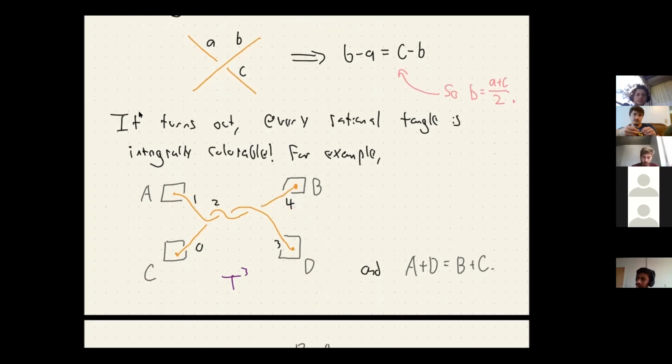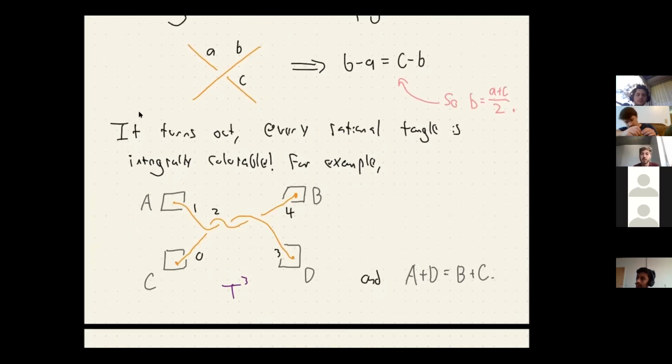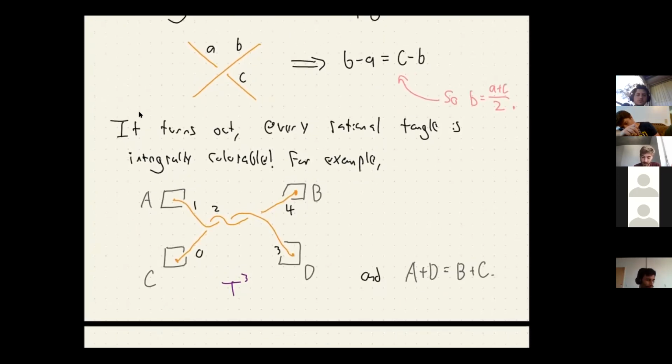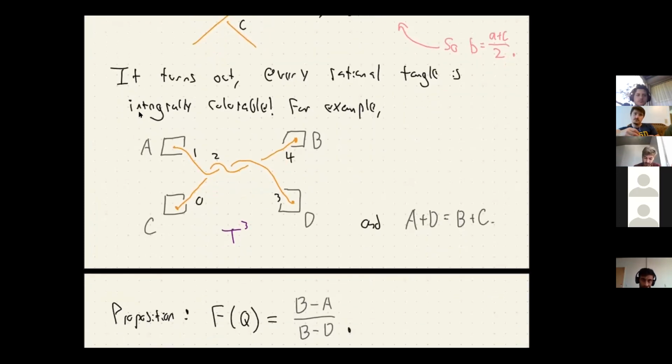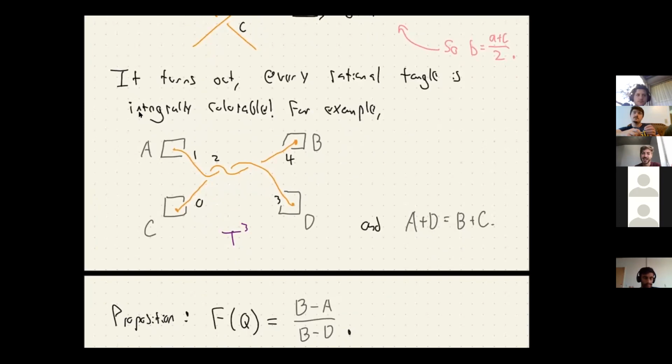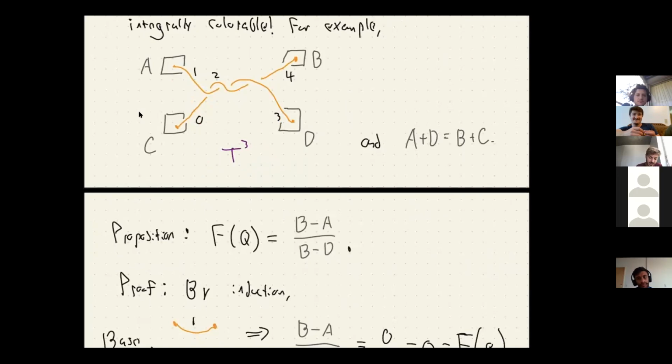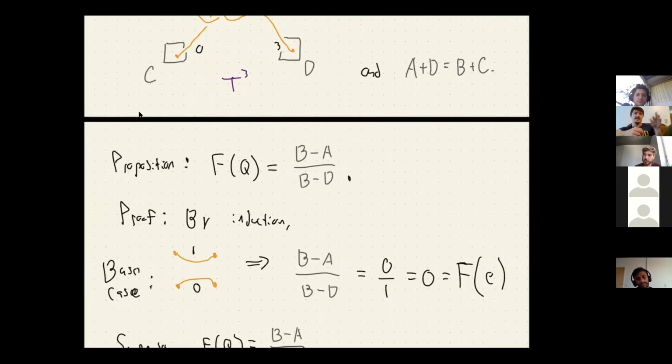And so using this fact, we can come up with a way to produce the fraction of a tangle given a coloring. So if our square dancers can color, then they might have a chance of going home. The proposition is that the continued fraction, the fraction you get from a rational tangle, is given by this quantity b minus a divided by b minus d. So that's kind of crazy. And it's actually not too hard to see either. We could prove it by induction.